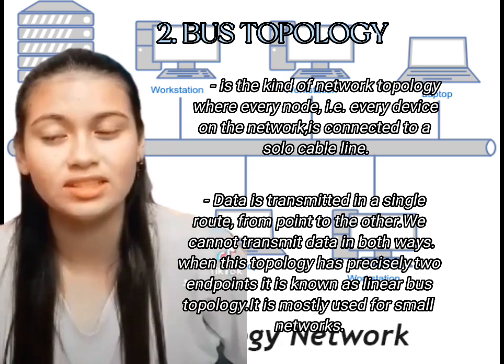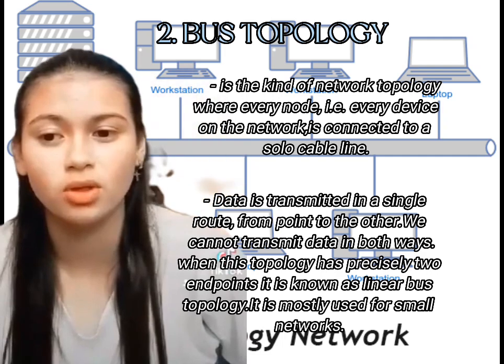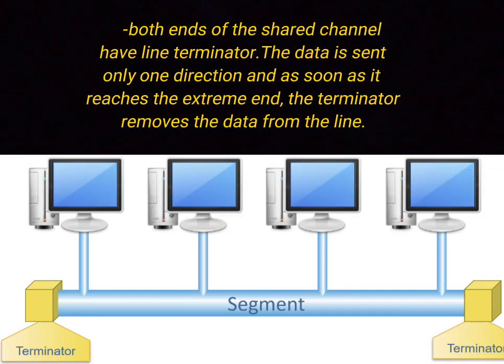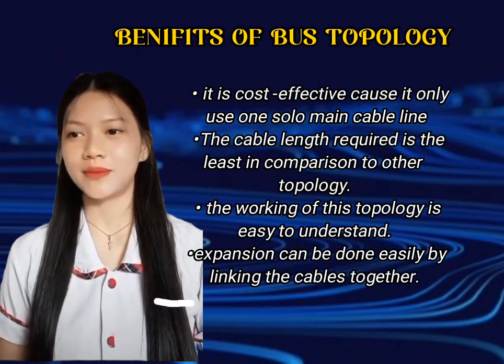It is known as linear bus topology. It is mostly used for a small network cable. Both ends of the shared channel have a line terminator. The data is sent in only one direction, and as soon as it reaches the extreme end, the terminator removes the data from the line.